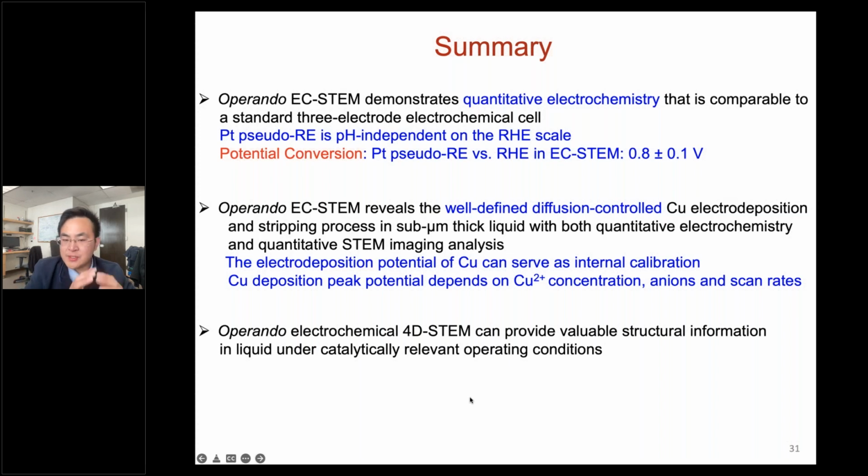Last, hopefully I showed you that now we can begin to introduce this electrochemical 4D STEM to provide this really valuable structure information in liquid under operating conditions.